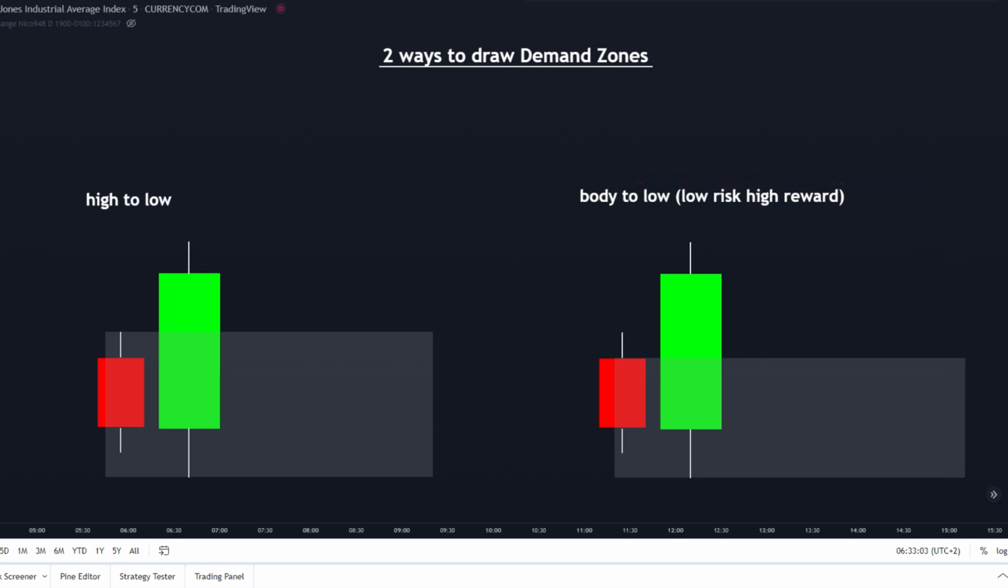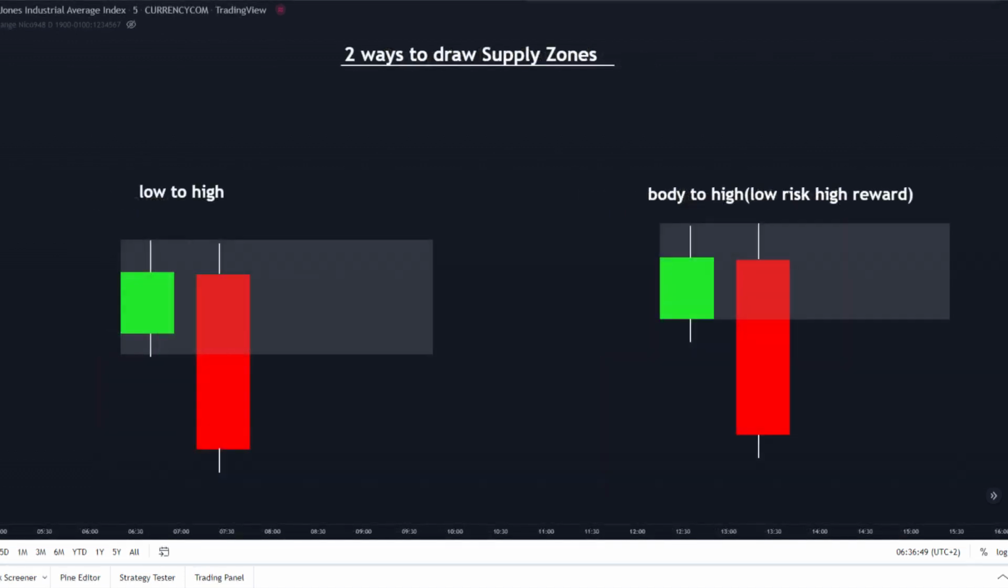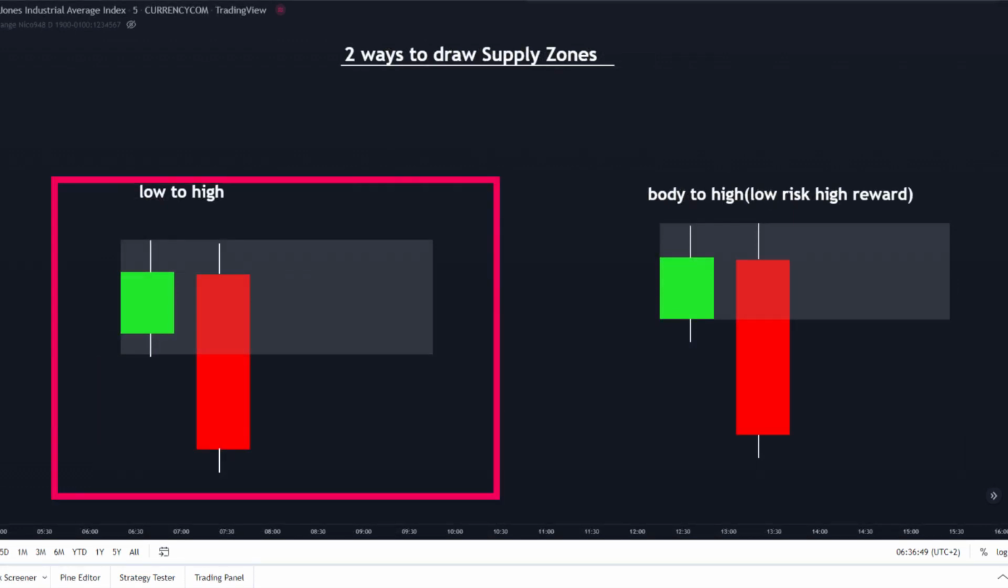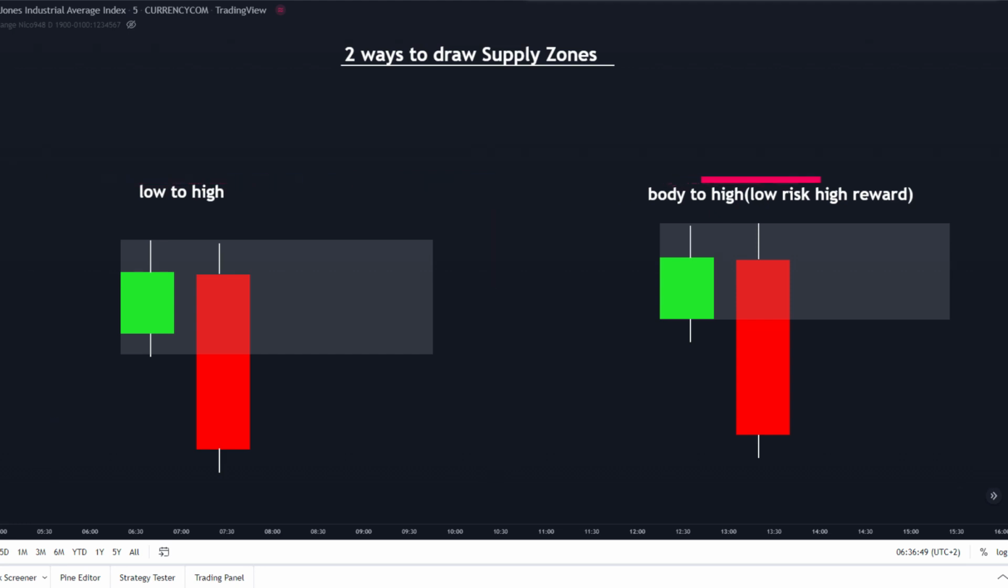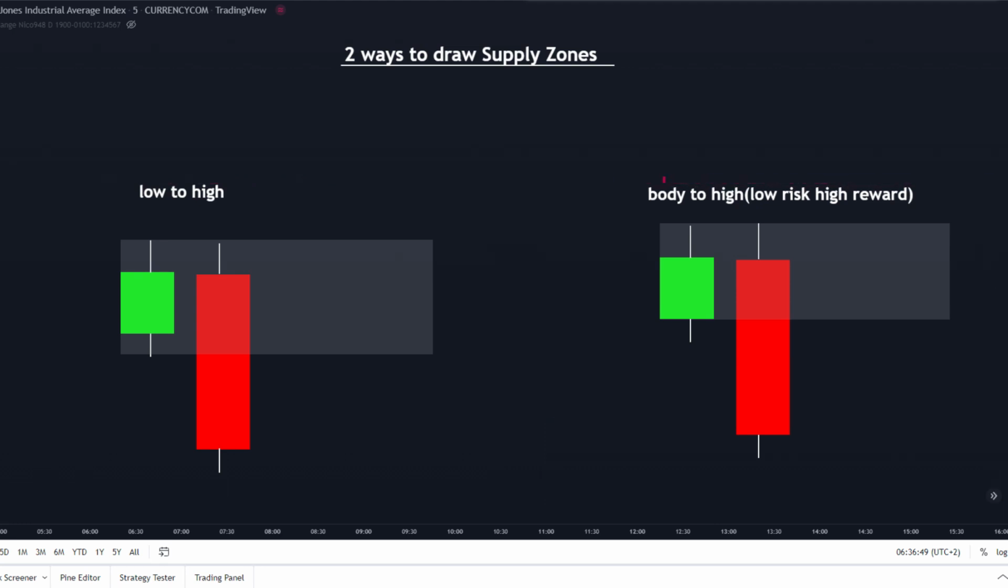Now that we have covered how to draw the demand zones, I know that there are a few traders who can't draw supply zones because it is vice versa. Our brains are embedded with things that are always going up, not down. To draw a supply zone is very easy. So here on the first one we can see that we draw the zone from the previous candle's low end to the high. And on the second one we draw the zone from the previous candle's body, or you can also say from the open of the previous candle to the high.